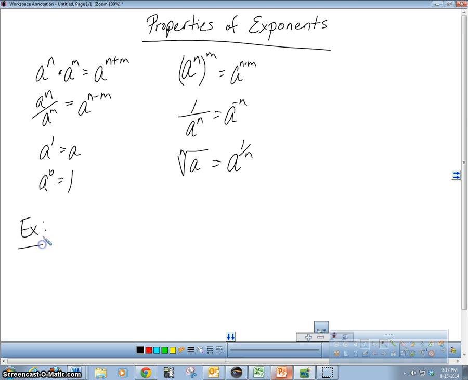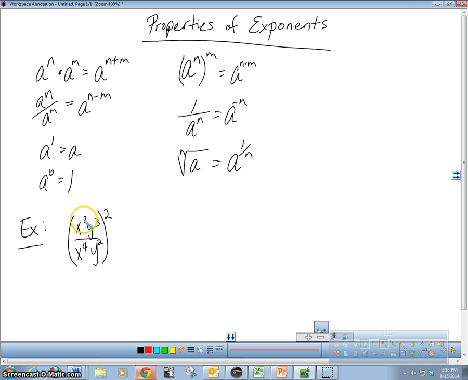But let's see our first example. We've got x squared y cubed over x to the 4th y squared, and we're going to raise that to the 2nd power. Alright, so the first thing we want to do is we can do a couple things here. We can simplify the inside parentheses, or we can distribute the 2 to every power. I'm going to go ahead and simplify the inside first and then distribute.